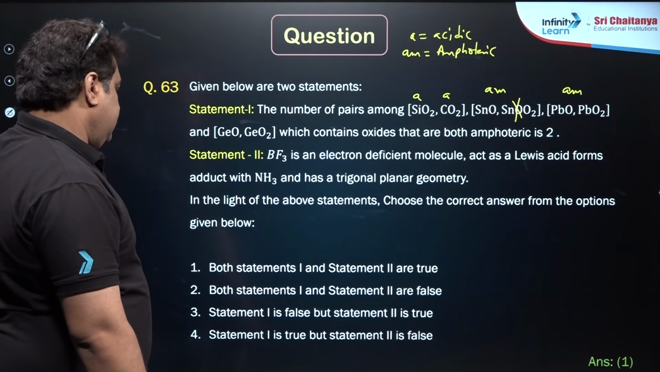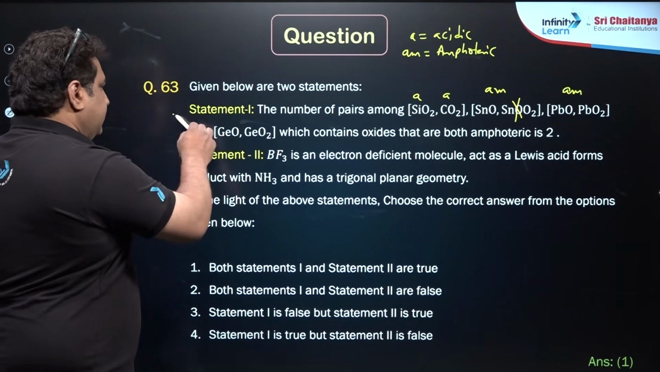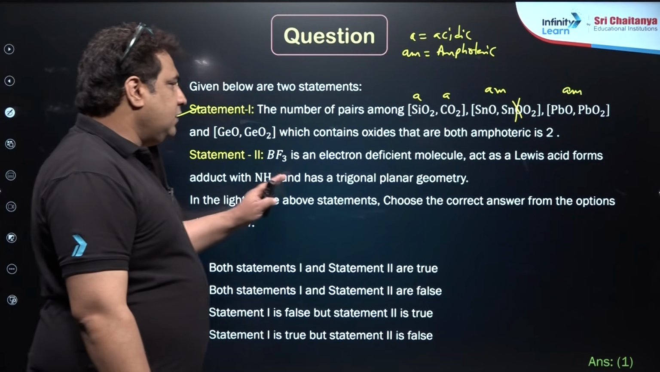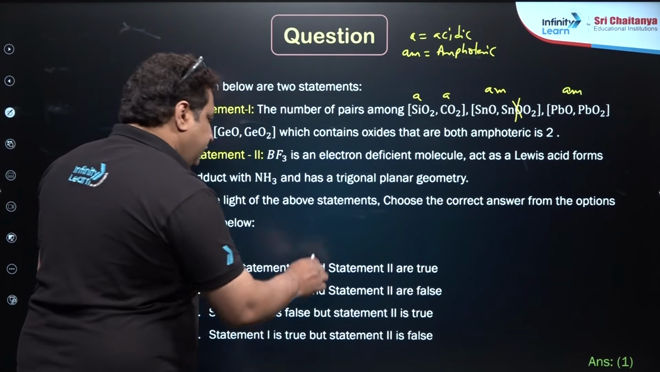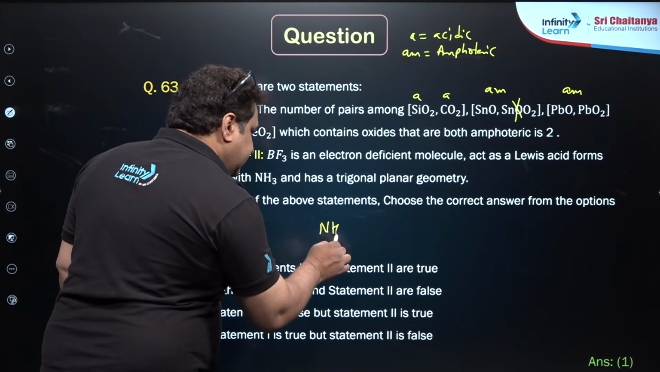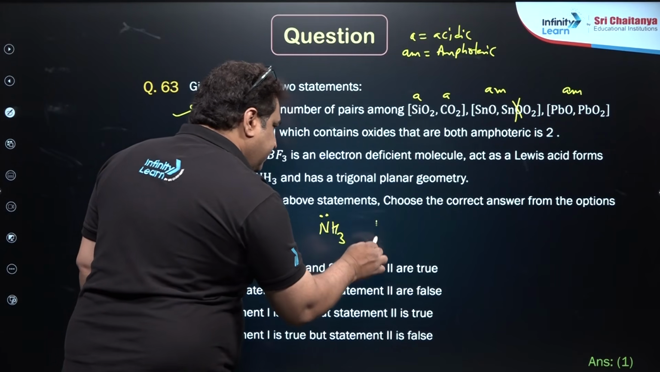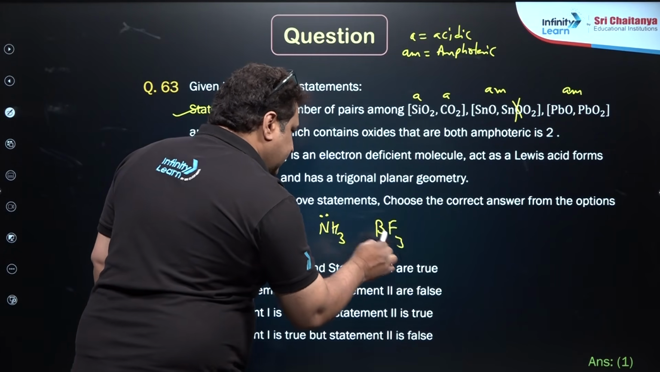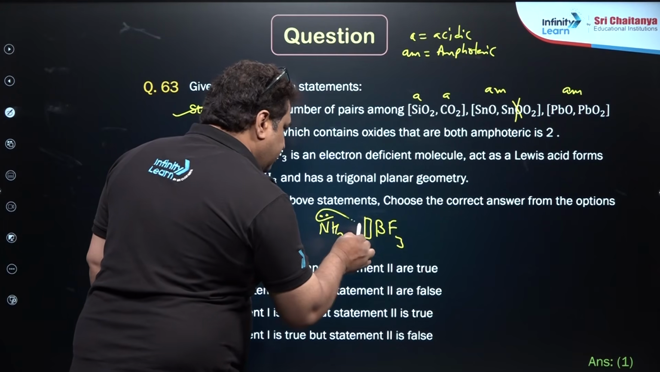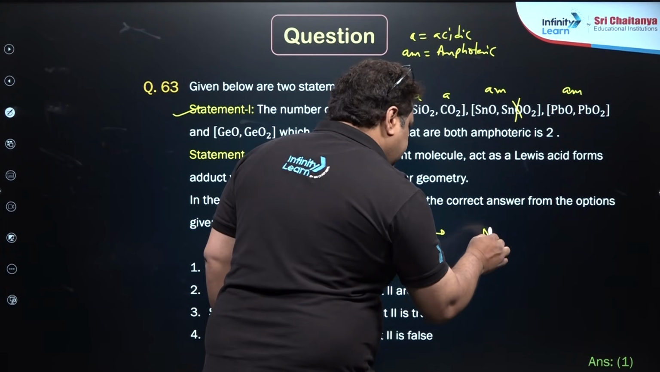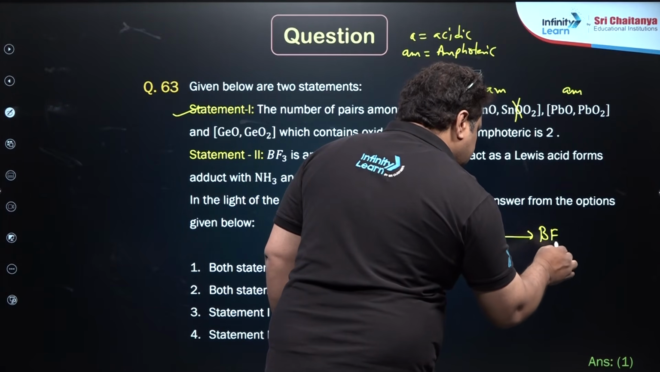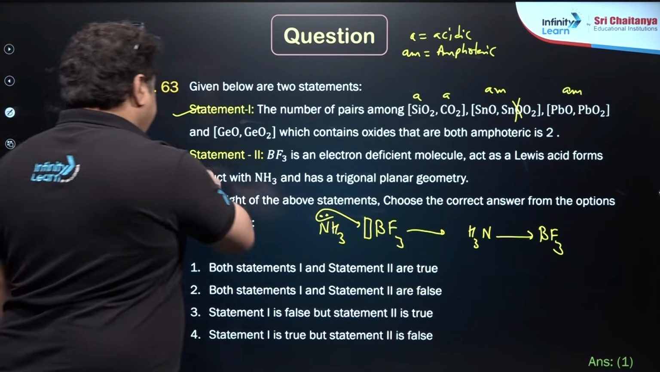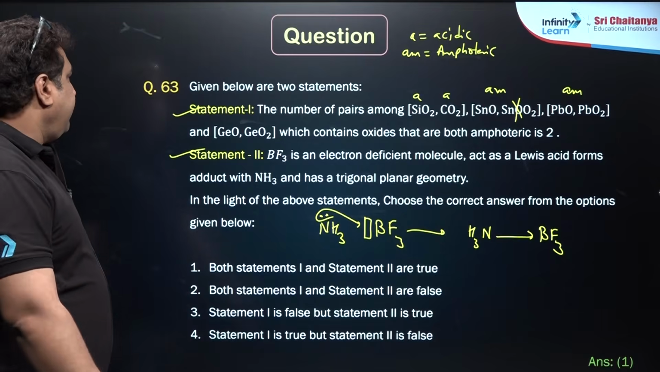What is he telling? True statement there, right. BF3 is an electron deficient molecule, acts as Lewis acid, forms adduct with NH3. Yes, obviously, we know that this is NH3, this has a lone pair, this is BF3, it has a vacant orbital, this lone pair shifts there, and here you will get the NH3 BF3 adduct. Statement is correct.